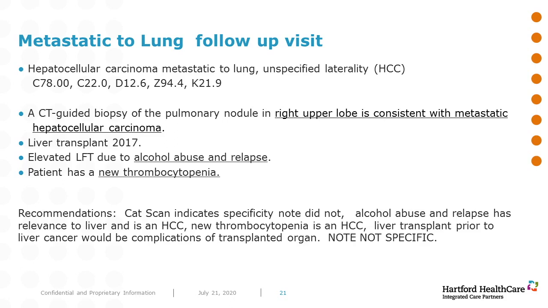So patient had elevated LFTs due to alcohol abuse and relapse. Alcohol abuse and relapse is very relevant to that liver. So that diagnosis code was missed in the documentation and on the claim. So again, this is a chronic condition that has relevance to your patient being treated for liver, right? Okay. And then the patient has new thrombocytopenia. Again, documented in the note, but the code was not utilized or chosen. So it didn't go out on the claim.